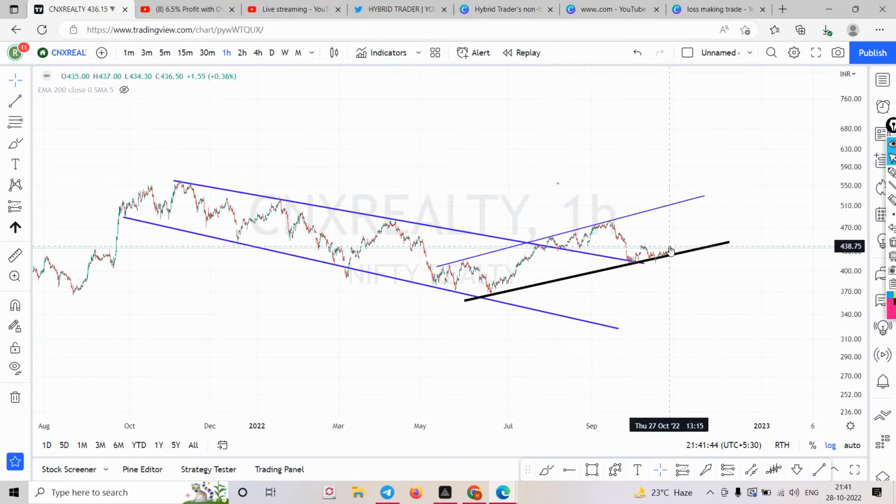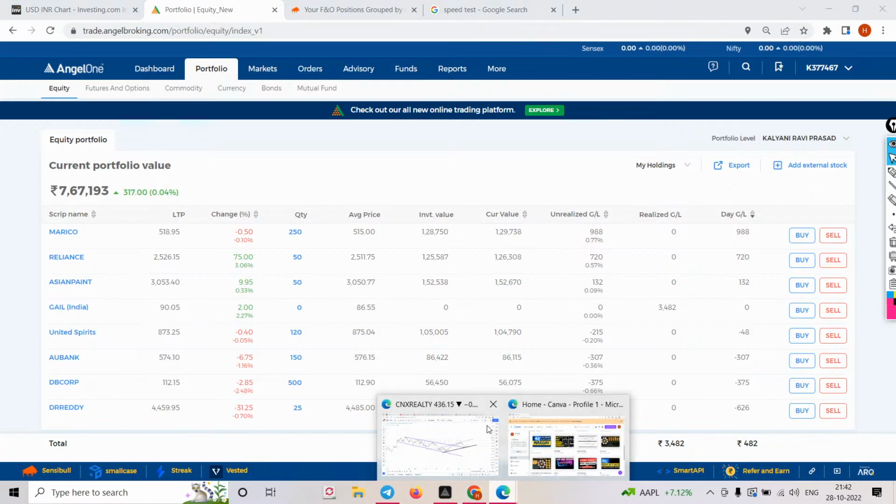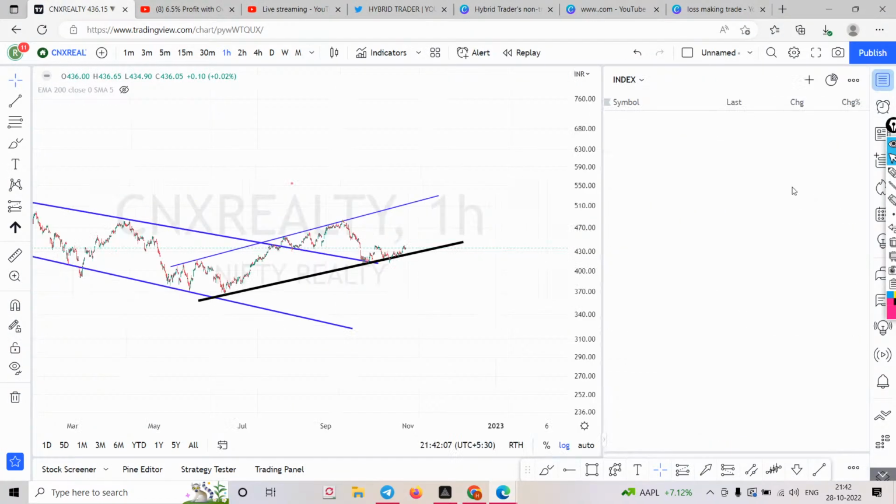So the realty sector looks too good, friends. If someone wants to go for realty, maybe I might have taken one realty stock also, if I'm not wrong, because I've done the realty sector. Do I see any realty stock somewhere here? I'm not sure. Maybe DB Corp could be realty. Yeah, this is how I design my watch list based on the scanner.